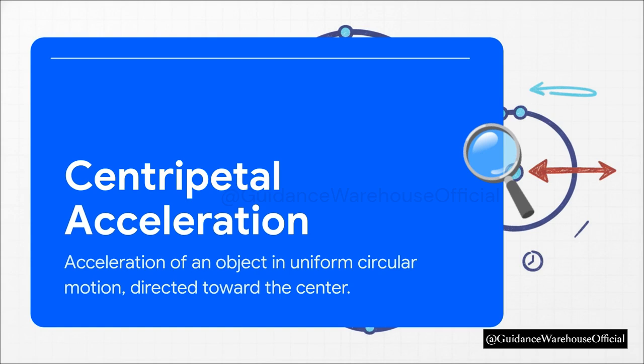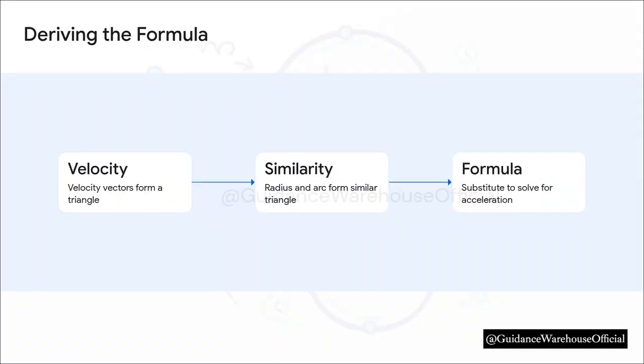This brings us to centripetal acceleration. The word centripetal actually comes from Latin, and it literally means center seeking. So as you make that sharp turn, your acceleration is always pointing directly inward, right toward the center of your circular path.